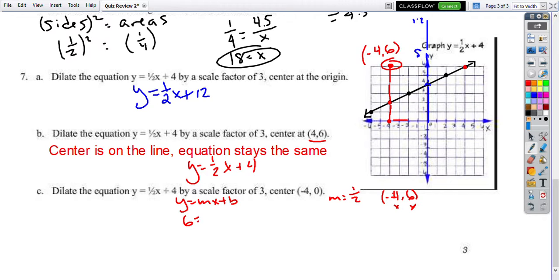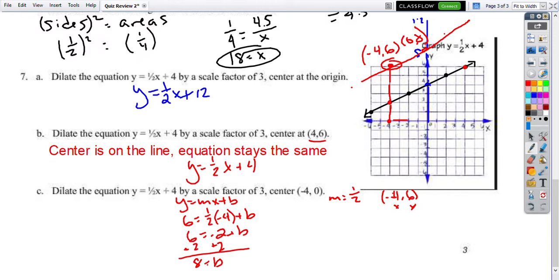So 6 is equal to 1/2 times -4 plus b. So 6 is equal to -2 plus b. And then I can add 2 to both sides, and I'll get 8 is equal to b. So now I know, after we moved, that when I continue my slope up here, my lines go parallel, it's going to cross through the point 0, 8 on the y-axis. And so my equation is y equals 1/2 x plus 8.